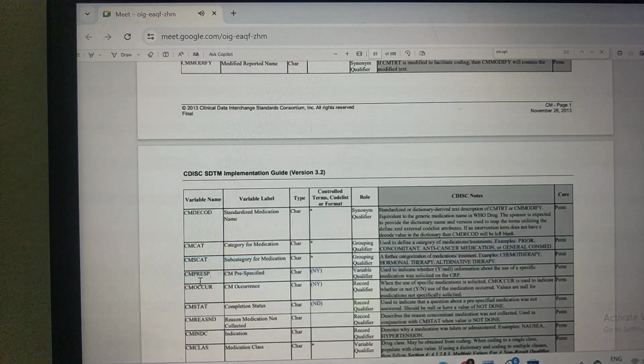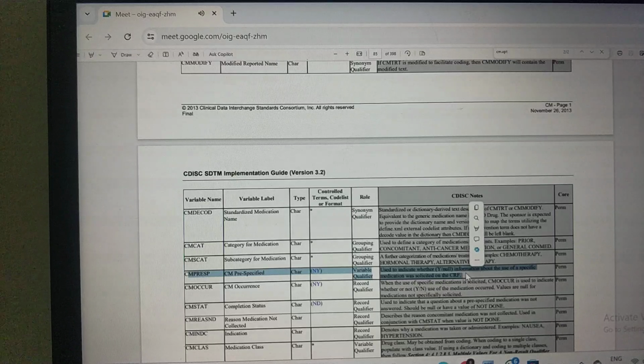Okay, so CMPRESP and CMOCCUR. Yesterday also we discussed CMPRESP and CMOCCUR. As I said, CMPRESP is nothing but pre-specified. In your trial they want to see whether the subject took a specific medication or not. They have given in the CRF a list of 10 medications. If the subject took any one of the medications, they have to tick it. So for those 10 medications, we can create 10 records for each and every subject, and then CMPRESP should be Y. Those are the 10 pre-specified records with Y.